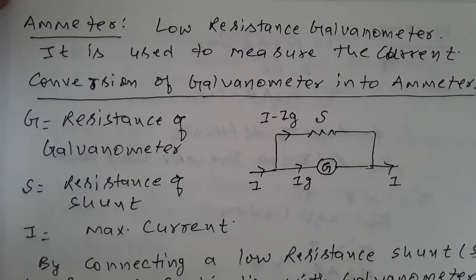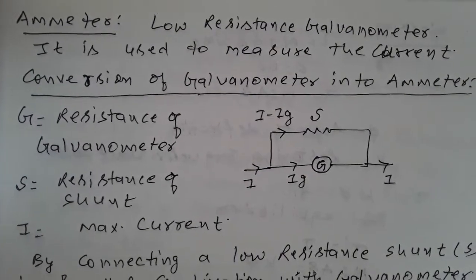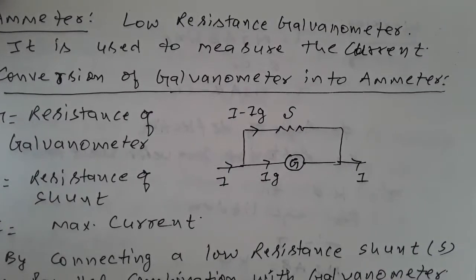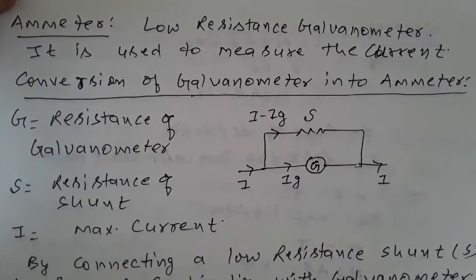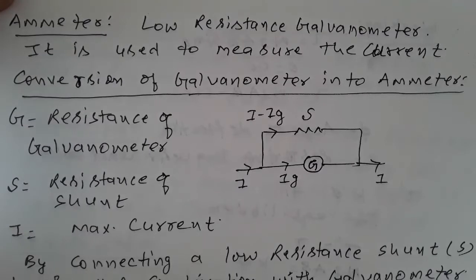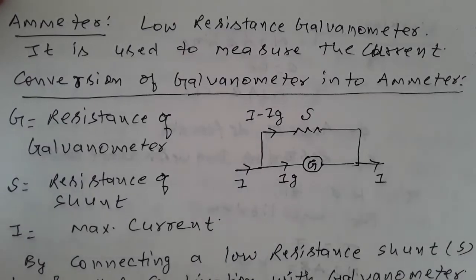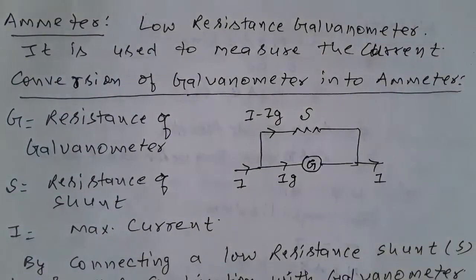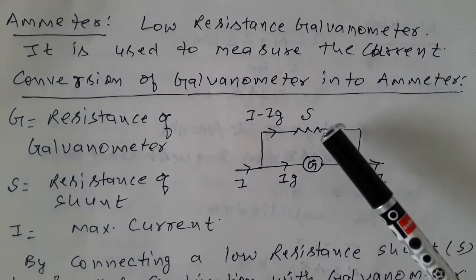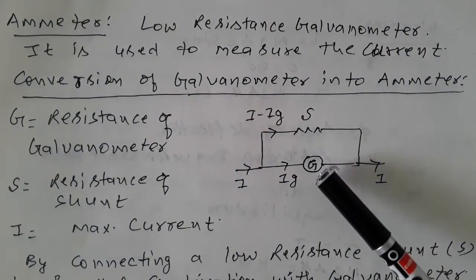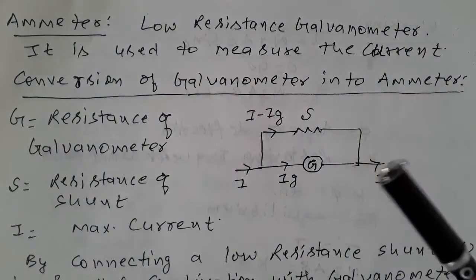Now the conversion of galvanometer into ammeter. Ammeter is a low resistance device or galvanometer. It is used to measure the current. How can we convert a galvanometer into an ammeter? By connecting a low resistance shunt in parallel combination with a galvanometer.